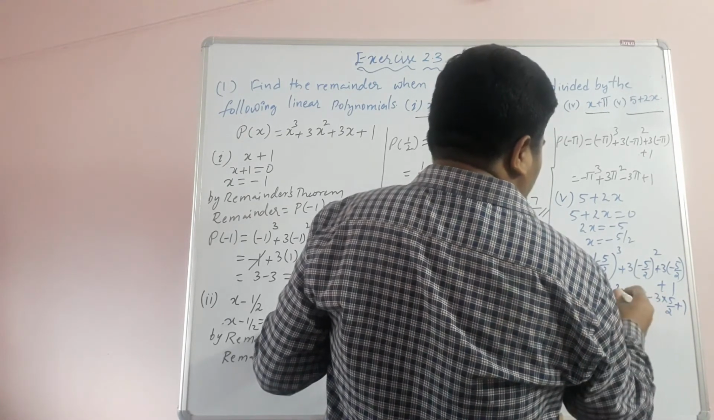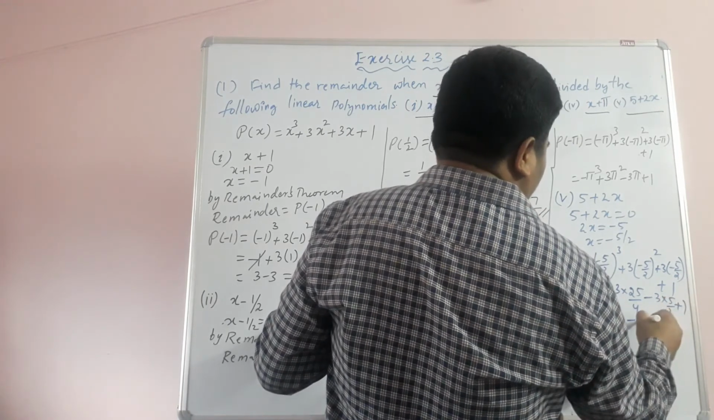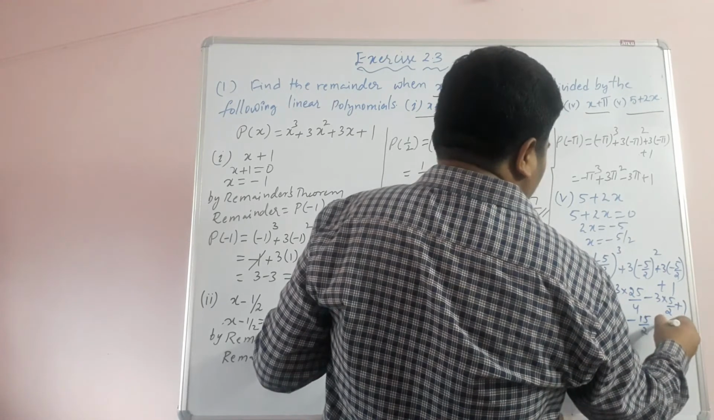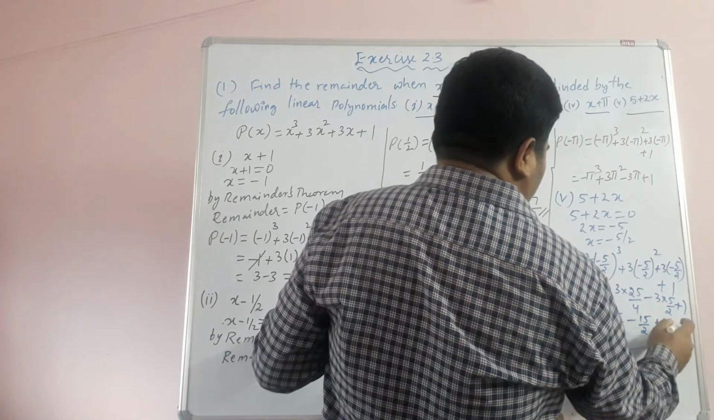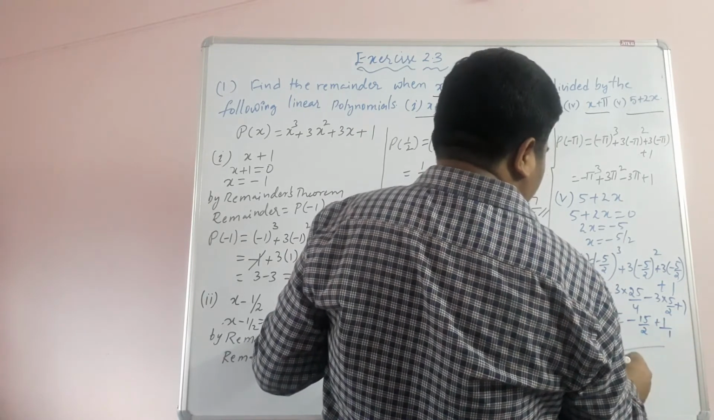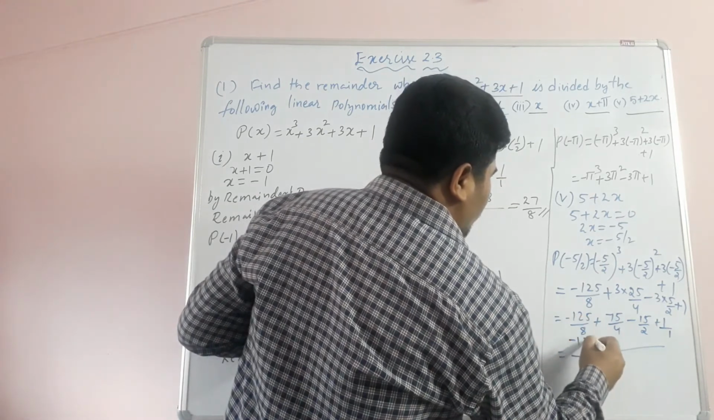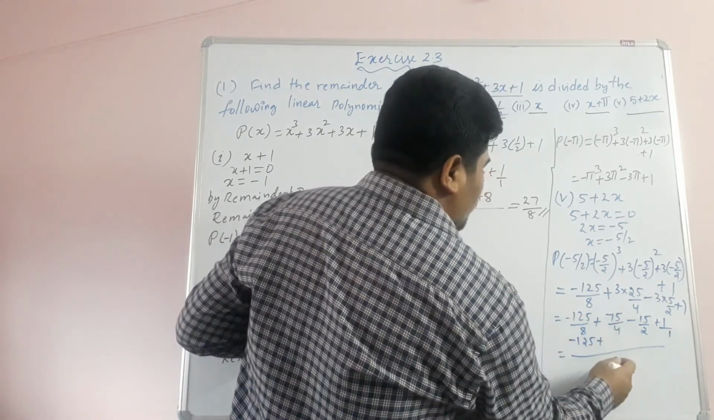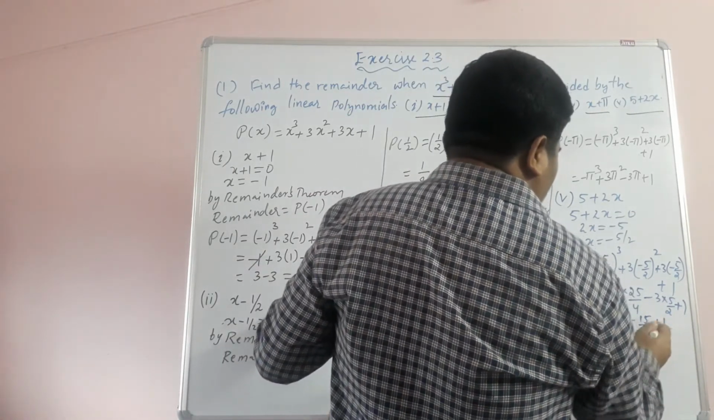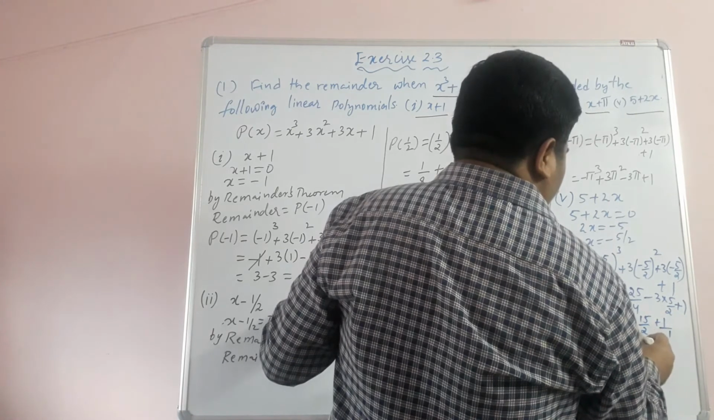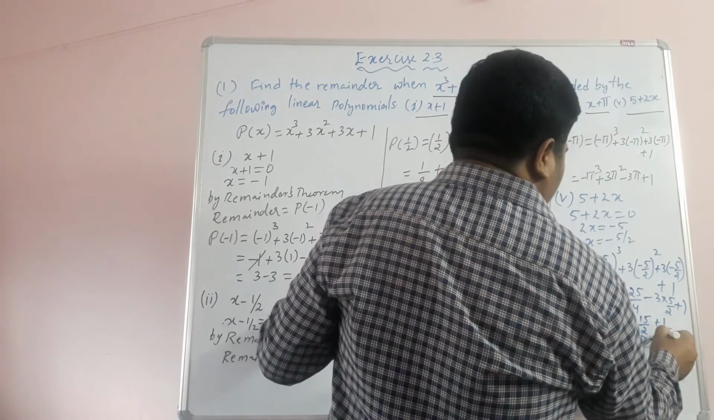So plus 25 3s are 75, 75 by 4, minus 5 3s are 15, minus 15 by 2 plus 1. Now children, take LCM. LCM of 8, 4, 2 and 1 is 8 here. So 8 ones are 8, 1 into negative 125, plus 4 2s are 8, 2 into 75 is 150, minus 2 4s are 8, 4 into minus 15 is minus 60, plus 1 8s are 8, that is 8 into 1 is 8.